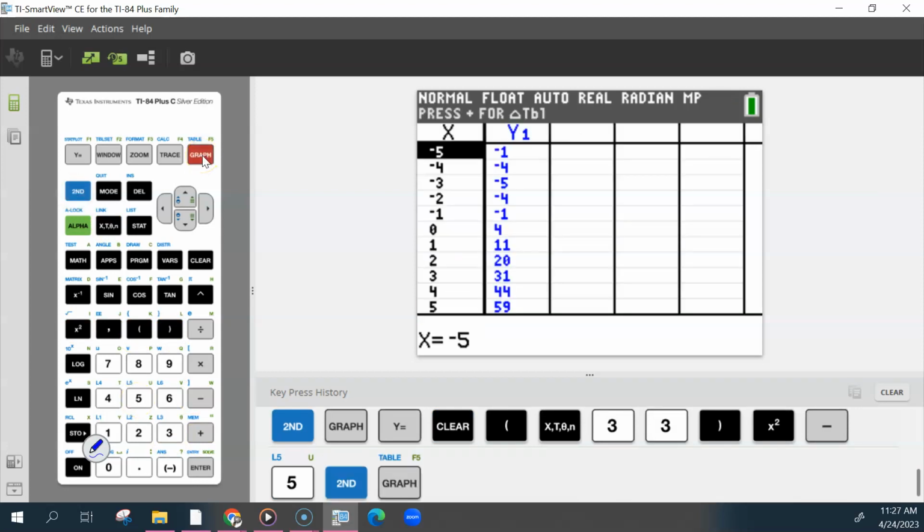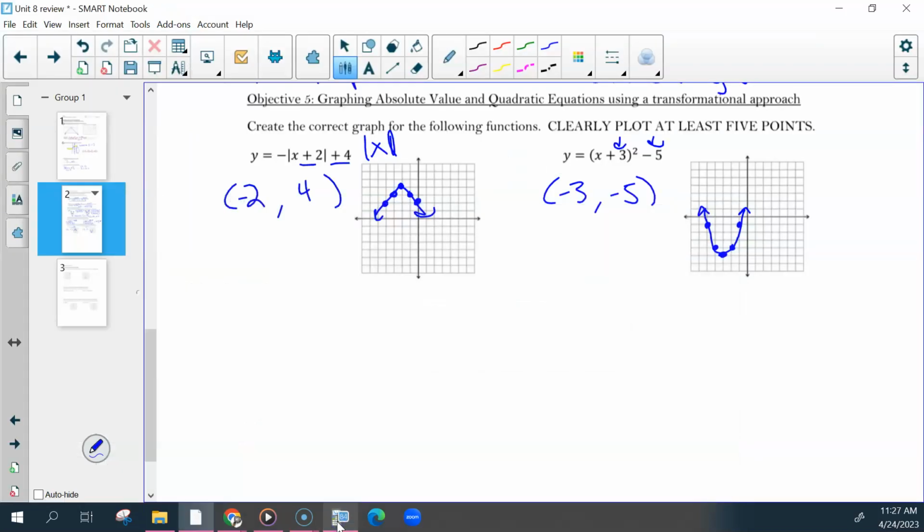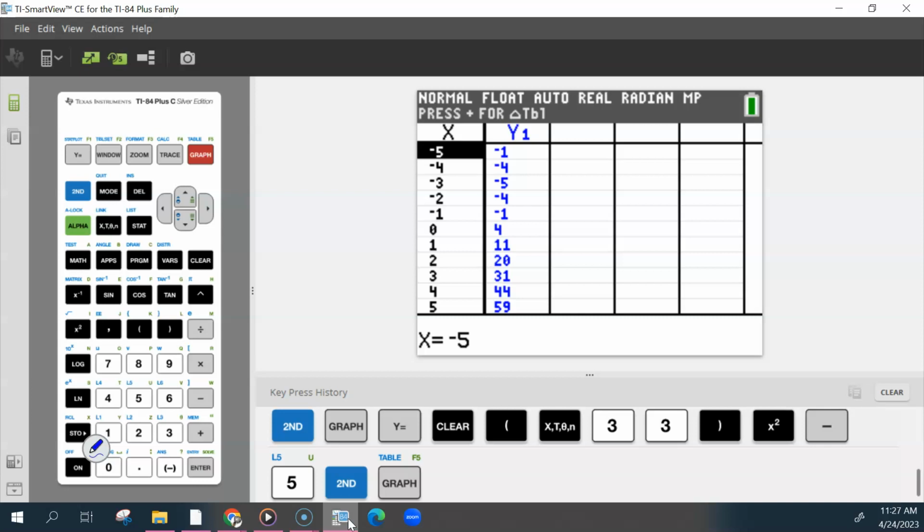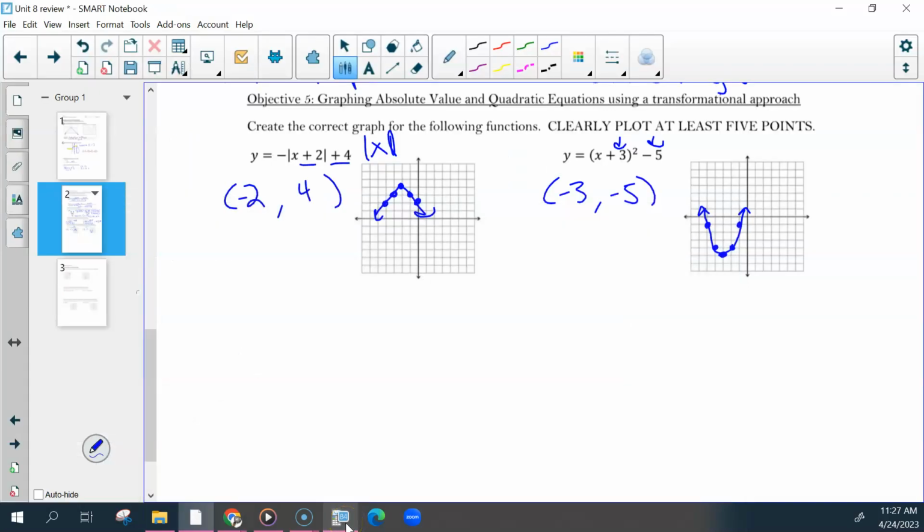Double check your points. You said -3, -5 was our vertex. Then it should be at -4, -4, and -2, -4. And -5, -1, and -1, -1. So definitely for this objective and objective 3, double check yourself in the calculator. Because you'll be able to see whether you got that right or not. Questions on this?